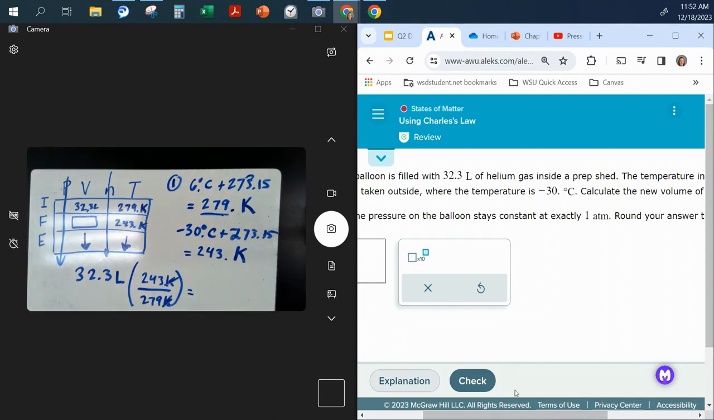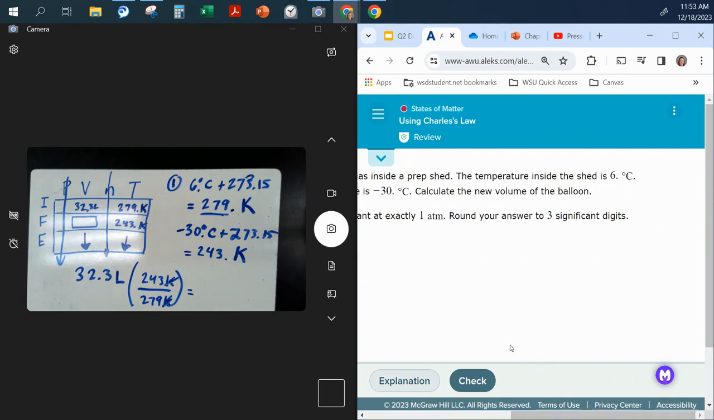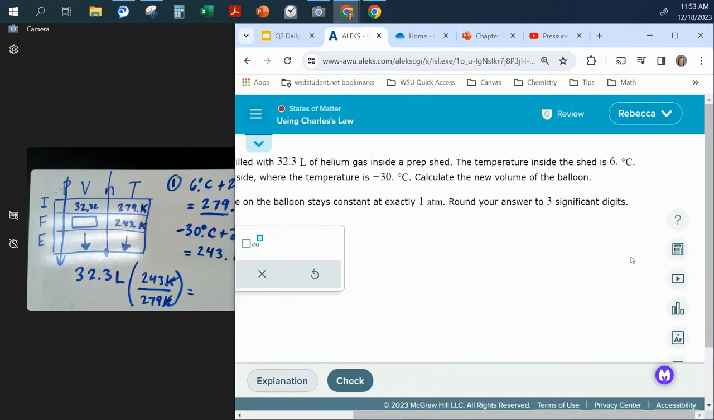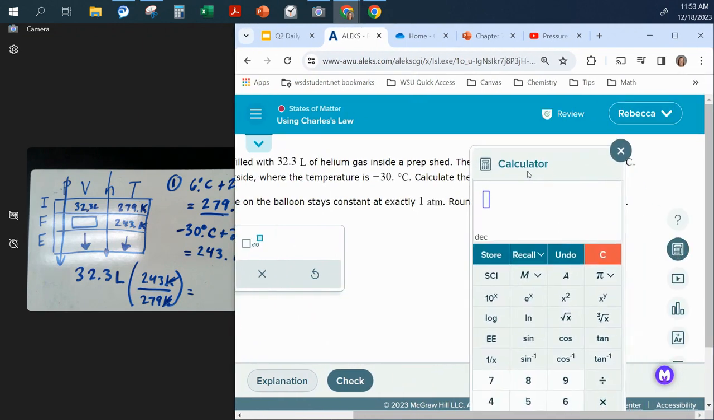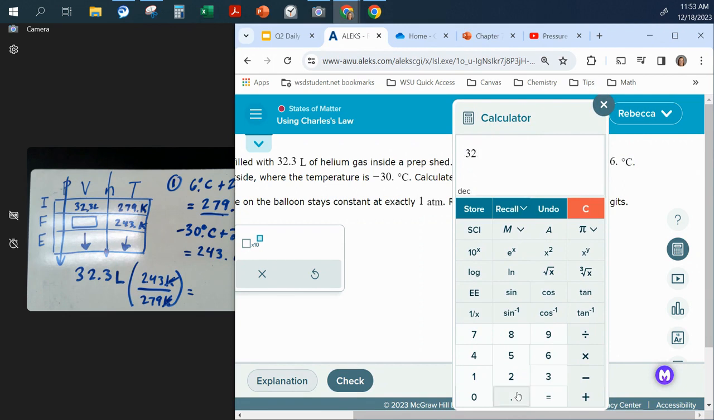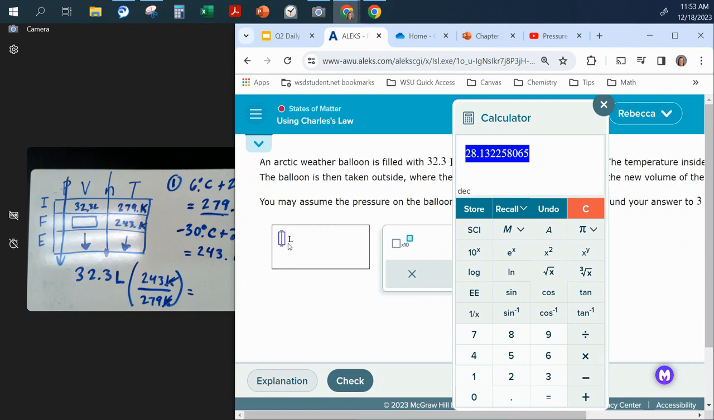Okay, so let's put that in the calculator. 32.3 times 243 divided by 279. Because all of our values have 3 sig figs after we convert to Kelvin, our answer will also have 3 sig figs. So 28.1.